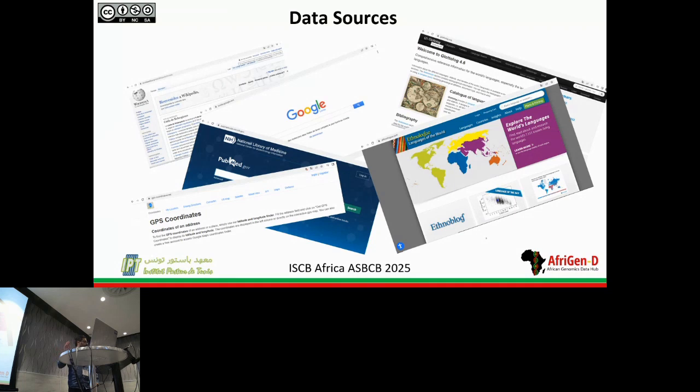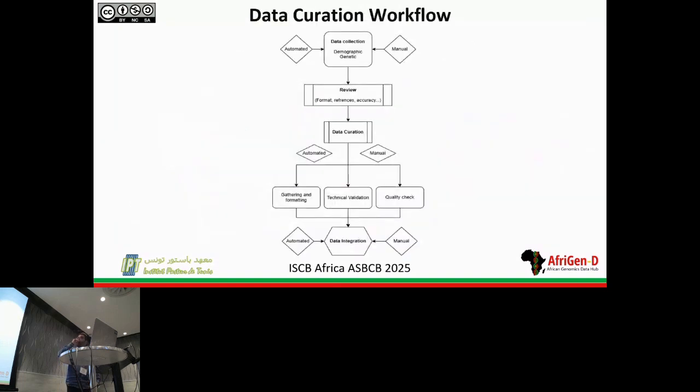So there is no personal data. There is no data that is corrupt or something like this. So, trustworthy data. So this is our workflow. We started with data collection, focusing on demographic and genetics. We did some manual and automated creation, then moved it to review and recheck another time, then the data curation, which is the second phase, automated or manual. So gathering and formatting, technical validation, quality check in some kind of format, and then integration in the platform.